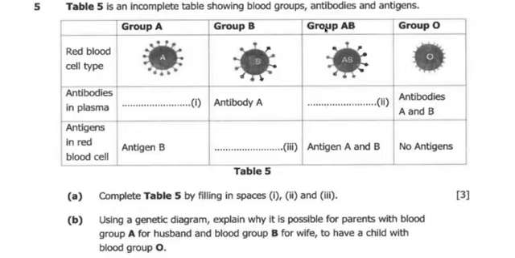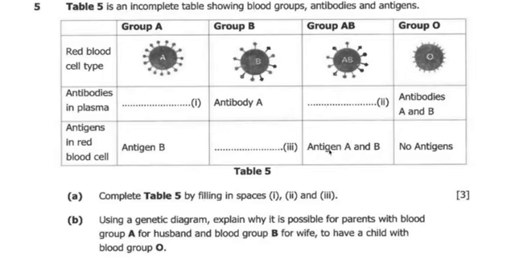Then when it comes to blood group AB, blood group AB doesn't have antibodies. That's the reason why blood group AB is called the universal recipient, meaning it can receive blood from any blood type. So it doesn't have antibodies to fight against the antigens.